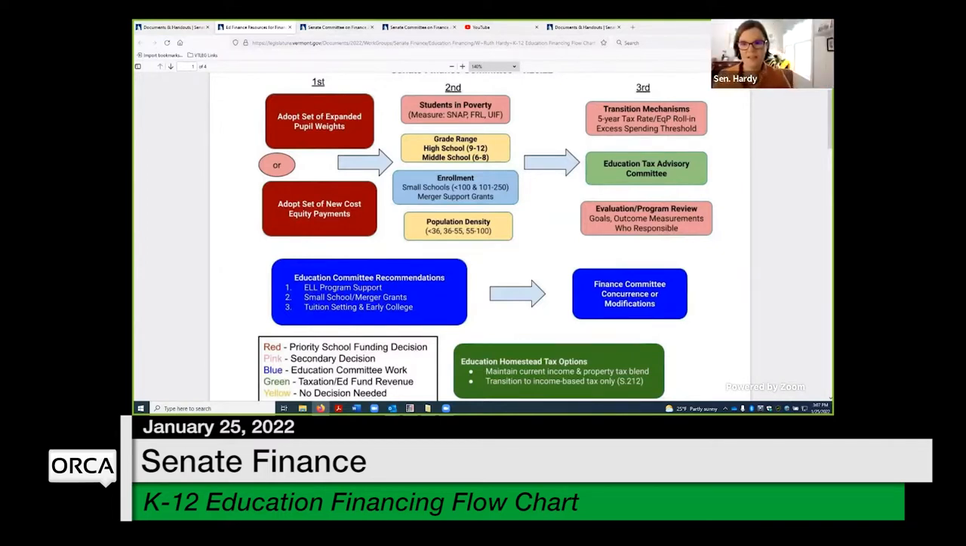Let me explain that, because it's not exactly like that. And I'm sorry, this is why I was having a hard time trying to figure out how to put it all on a flow chart. So we make the decision about those first two options.